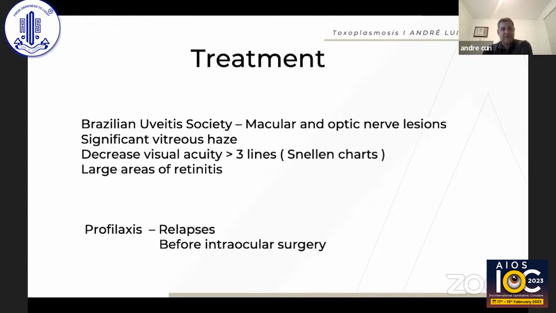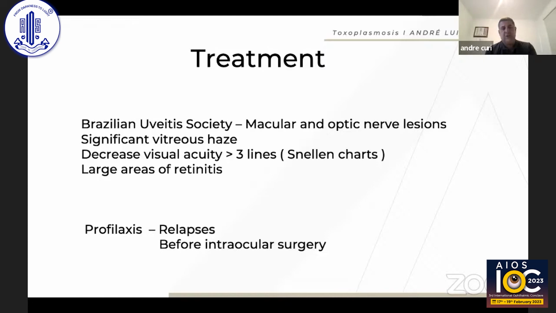Another difficult issue is the treatment. There are a lot of studies in the literature trying to say that one antibiotic is better than the other, when you have to treat, and how you treat the patient with toxo. The Brazilian Uveitis Society says that you have to treat macular and optic nerve lesions, thick enough vitreous haze, a decrease in visual acuity of more than 3 lines, and large areas of retinitis.